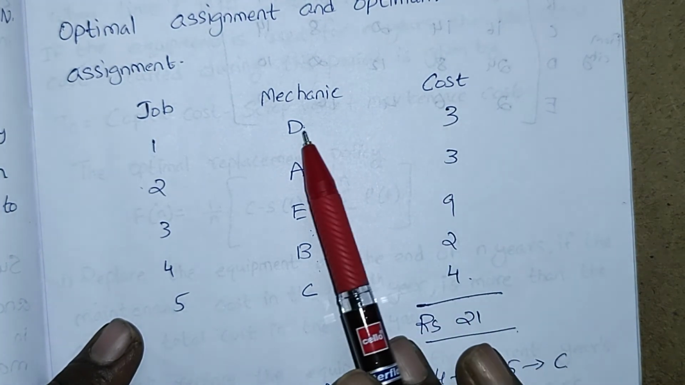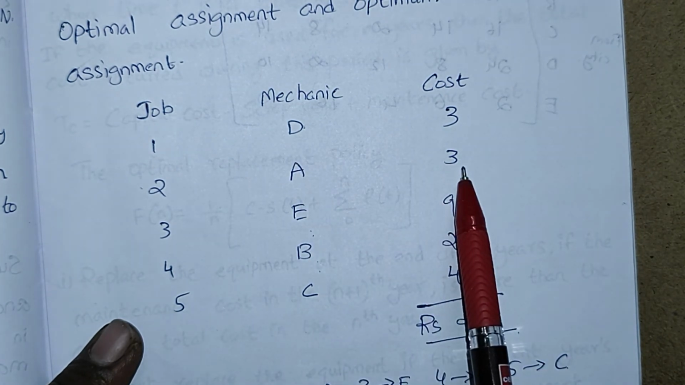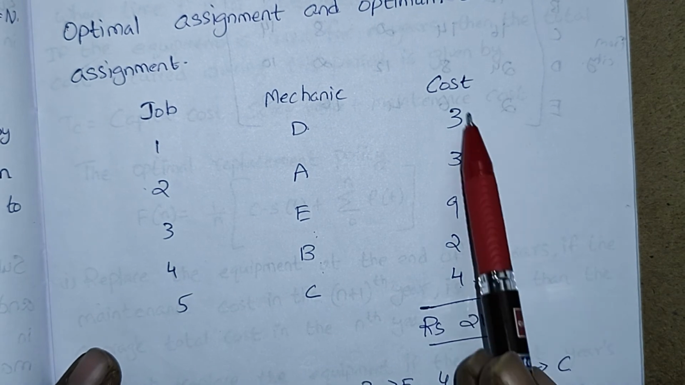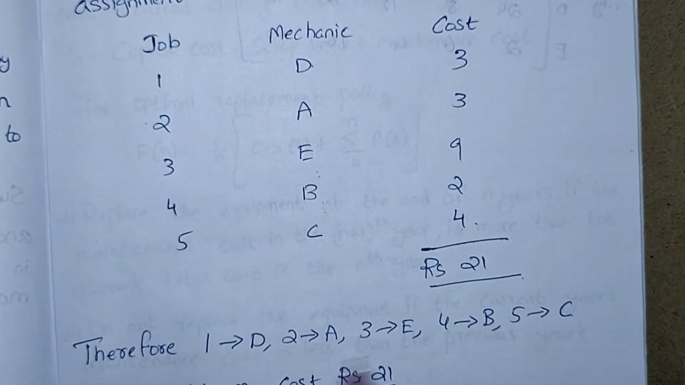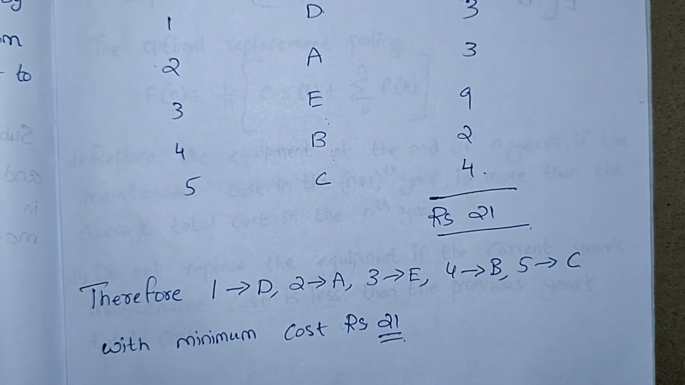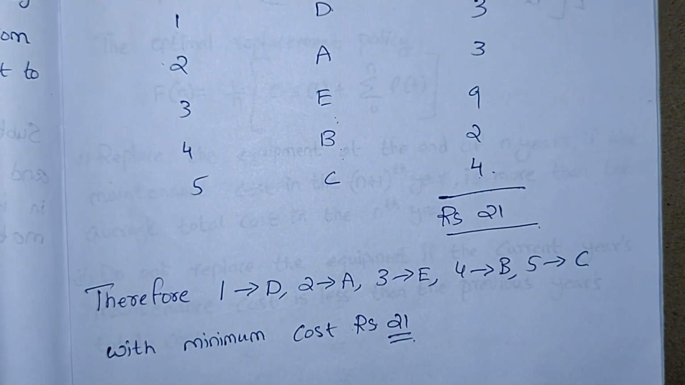We are writing the cost. For D it is 3, A it is 3, E it is 9, B it is 2, C it is 4, and adding them, it is 21. So the minimum cost is 21 rupees.